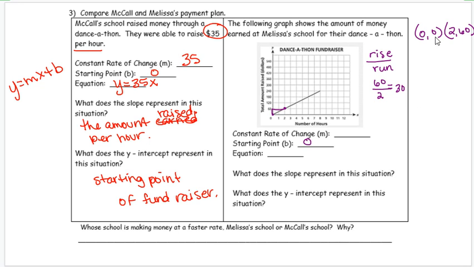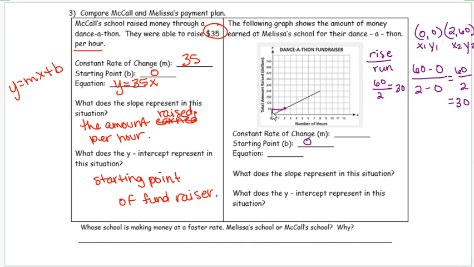Let's try our slope formula with the 2 points that we identified and see if we also get 30. So this will be my x1, my y1, my x2, and my y2. And my formula is y2 minus y1 divided by x2 minus x1. 60 minus 0 is 60. 2 minus 0 is 2. And 60 divided by 2 is 30. So I got it the same way.